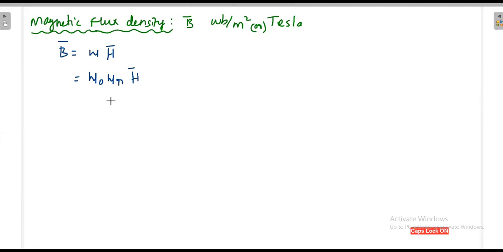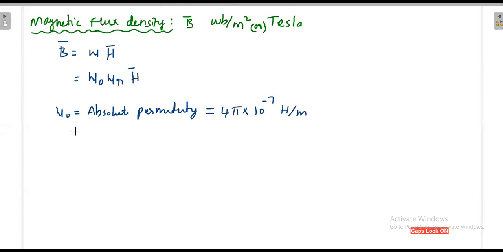And what is mu naught? Mu naught means absolute permeability, or permeability of the free space. That value is 4 pi into 10 power minus 7 Henry per meter.